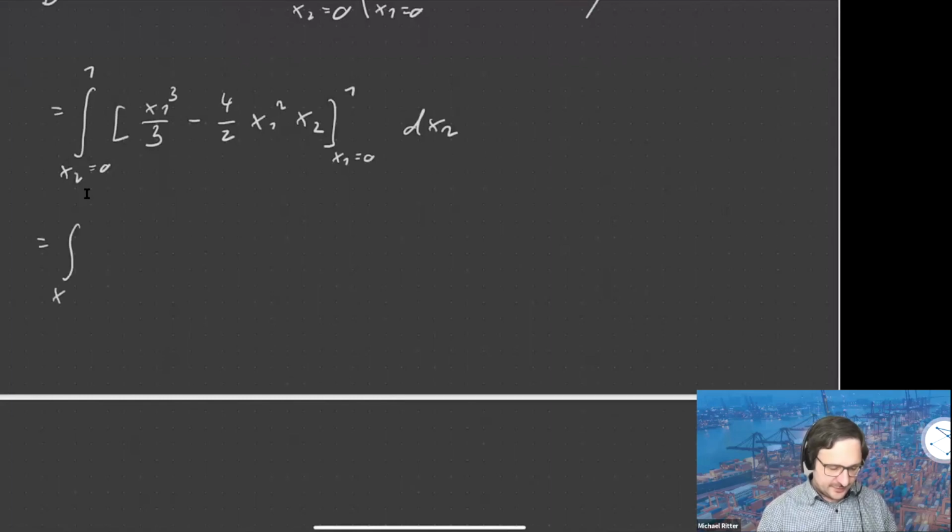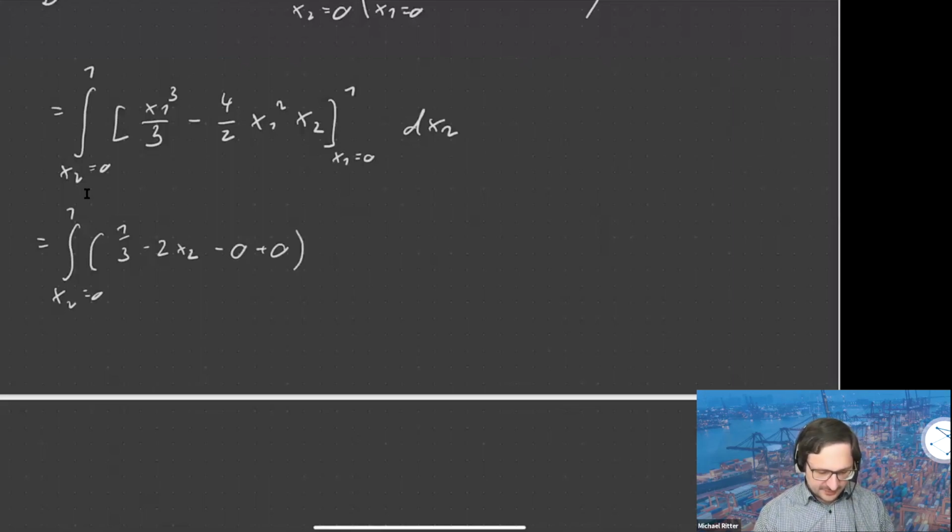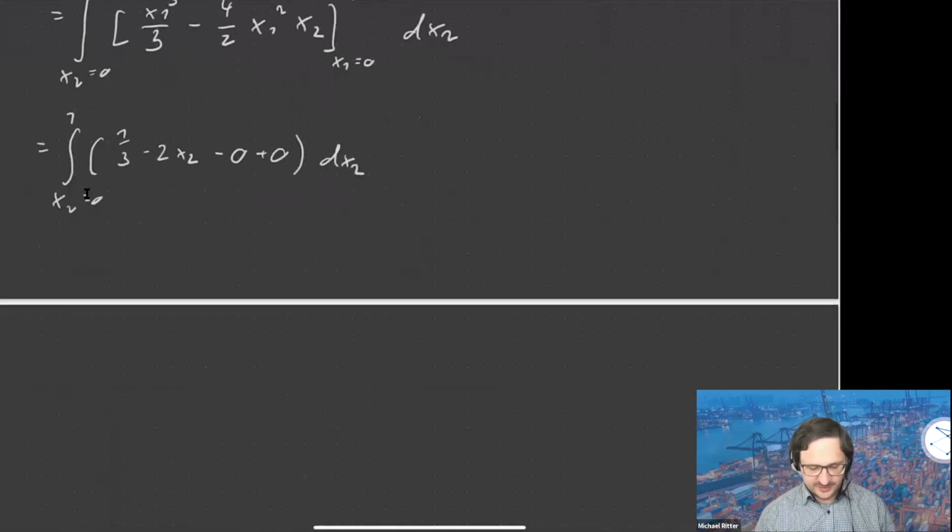Okay, so let's evaluate that inner term first. What we get here is, upper bound is 1, so this is 1 over 3 minus, well, 4 over 2, that is just 2, times 1 times x2. Minus, and the lower bound is 0, so that is 0 over 3 and 0 times 2 times x2. And we integrate the result with respect to x2.